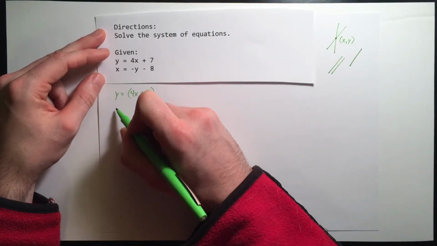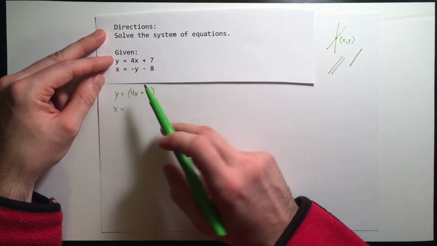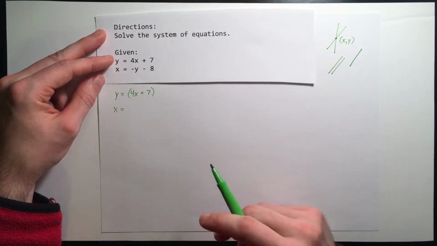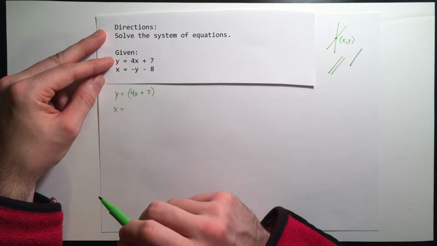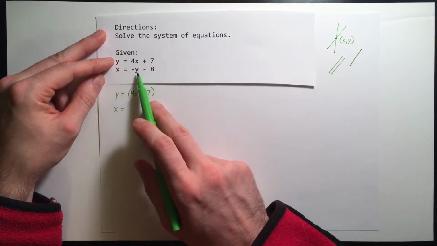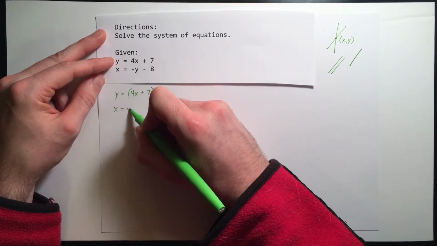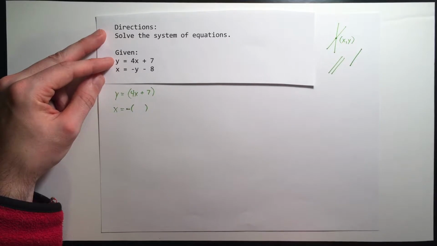So rewrite the other equation, x equals, now be really careful here. When you substitute, it's a good idea to use parentheses, and the reason is that the parentheses represent the y, or the variable that you're substituting. Now if you notice, this is a negative y. The y gets the parentheses, not the negative. So this is a negative parentheses.